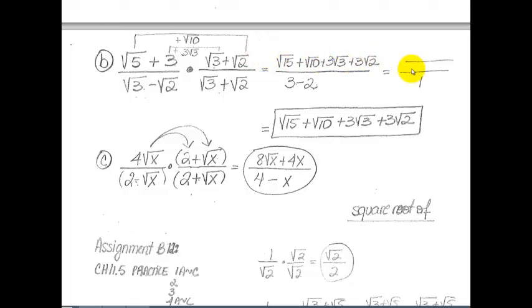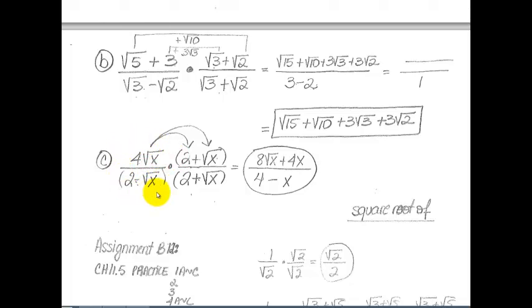And here I was kind of being a little lazy, so I just said, okay, these are going to be the same as that, okay? And we're going to have this on top divided by 1. Well, anything divided by 1 is the same thing. So basically, the final answer then is square root of 15 plus square root of 10 plus 3 square root of 3 plus 3 square root of 2. Okay? Alright, let's look at the next one.